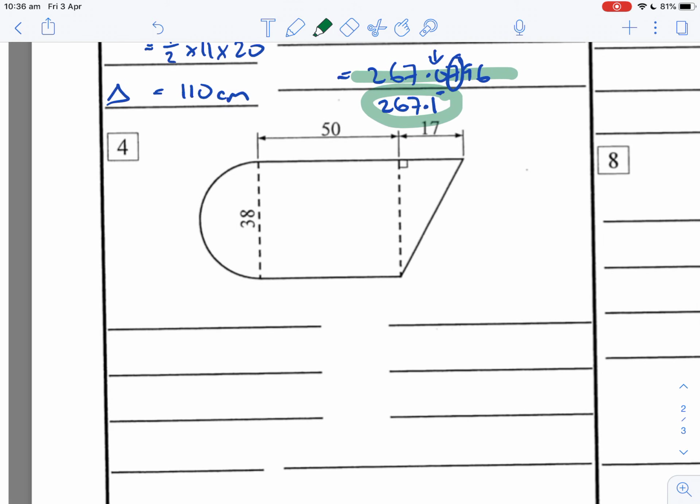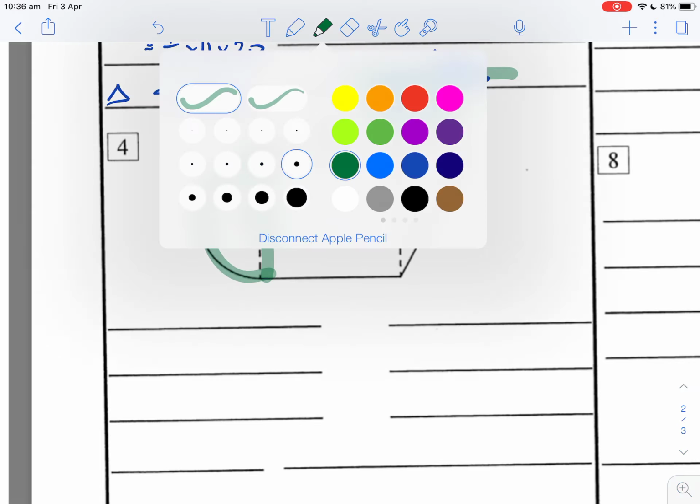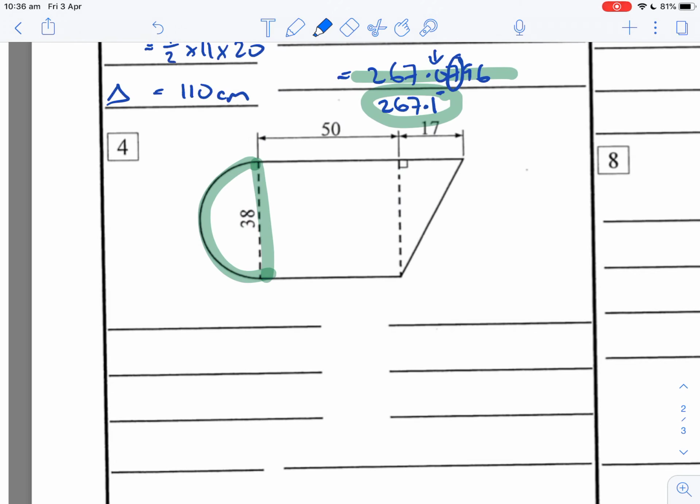Right, next one, I'm going to leave you to do this, but I'll talk you through it. So you've got 3 areas here. The first one is half a circle. Again, you're going to need to make sure that you notice that they've given you the full diameter, and what you need is half of that. So you're going to halve your 38. So half of 38 would give you 19. So the radius number that you're going to use would be 19. So you'll go pi r squared, so pi times 19 squared. That would give you a full circle, so you divide that answer by 2.